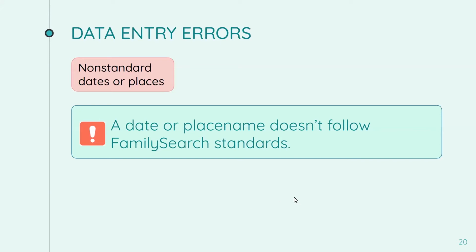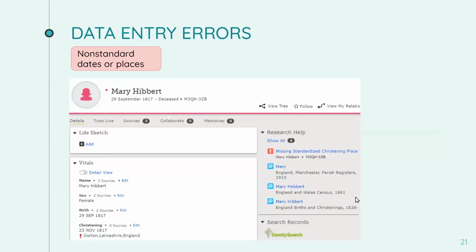And fortunately, it's easy to see what the standards are if there's a standardization error. So let's take a look at that. So here's Mary Hibbert, and she has an error over here that her christening place is not standardized. And notice that next to the christening date, there's a matching red exclamation mark. So these two kind of go together, and yep, here's the red exclamation point. So this is the information that we've got to fix.